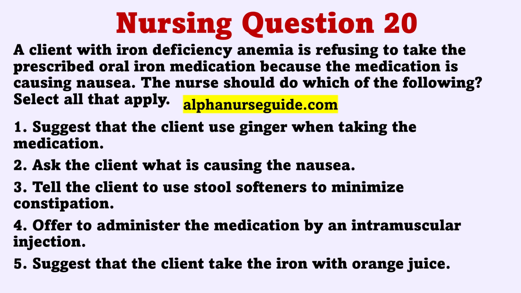Ginger may help minimize the nausea, and the client can try this remedy and evaluate its effectiveness. Iron should be taken on an empty stomach, but can be taken with orange juice. The client can evaluate if this helps the nausea. Stool softeners should not be used in clients with iron deficiency anemia. Instead, constipation can be prevented by following a high-fiber diet. Administering iron intramuscularly is done only if other approaches are not effective.